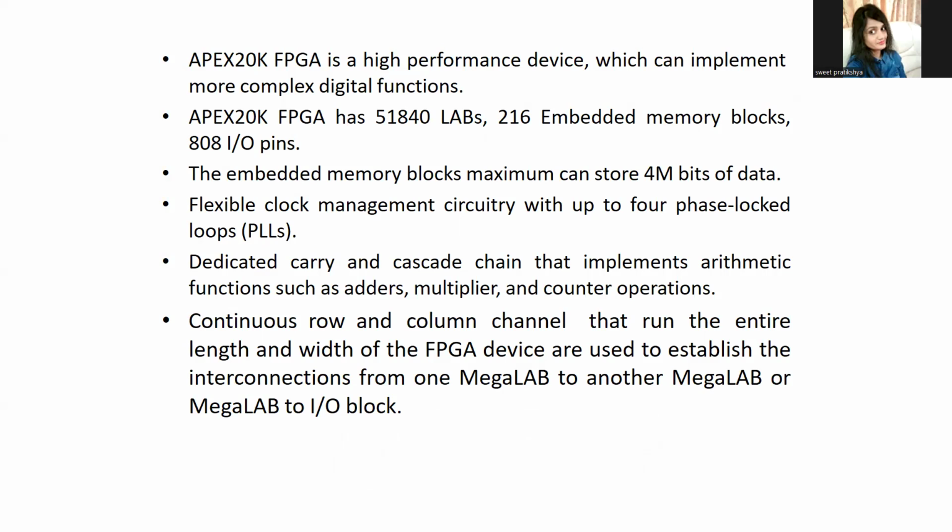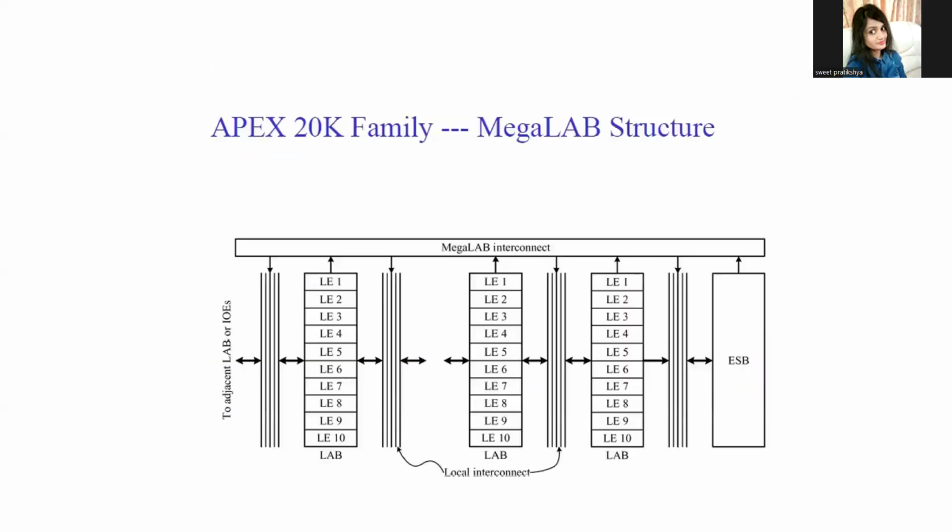The Apex 20K FPGA is a high performance device which can implement more complex digital functions. As already discussed, it has 51,840 LABs, that is logic array blocks, and 216 embedded memory blocks, making it more efficient for high-end computation. The embedded memory blocks can store a maximum of 4 Mbits of data. So this is the Apex 20K family MegaLAB structure.